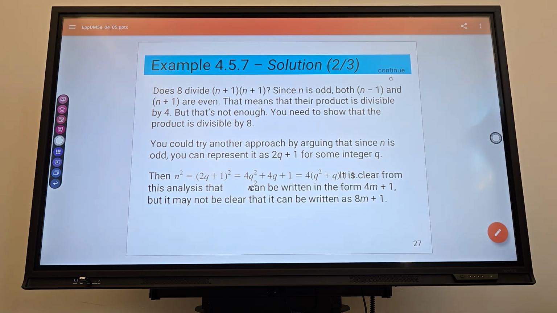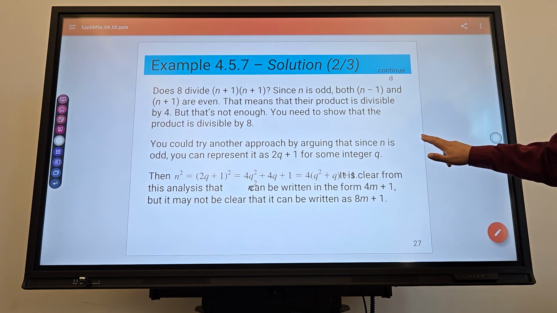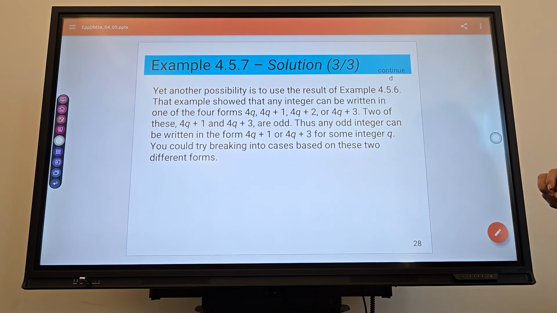All right. Yet another possibility is to use the result of 4.5.6. That example showed that any integer can be written in one of the four forms: 4q, 4q plus 1, 4q plus 2, or 4q plus 3. Two of these are odd, 4q plus 1 and 4q plus 3. Thus, an odd integer can be written in the form 4q plus 1 or 4q plus 3 for some integer q.